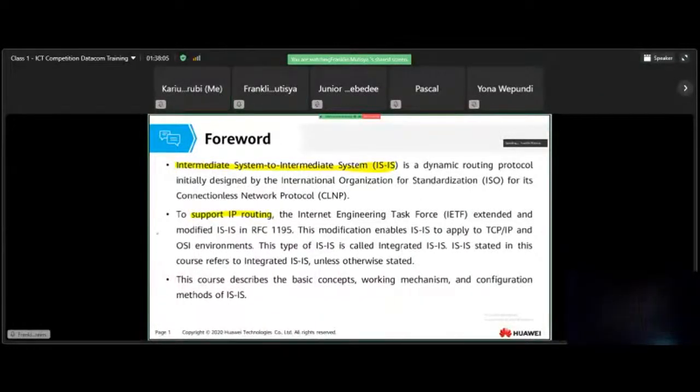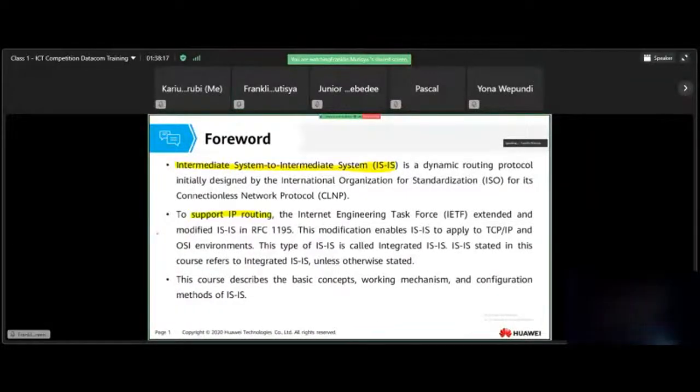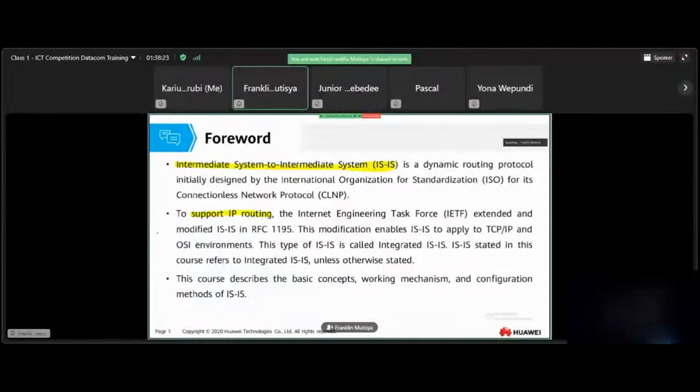OSPF you can use on a small network. ISIS you can use on a slightly larger network, for example an ISP backbone network. So to support the ISP backbone network, we can use ISIS. It's a good protocol. Compared to OSPF, ISIS works at both the data link layer and the network layer.